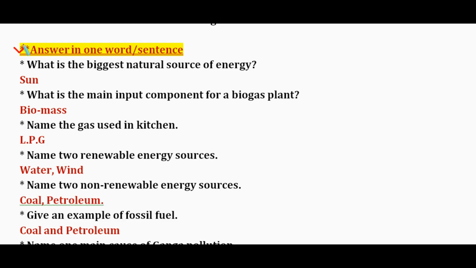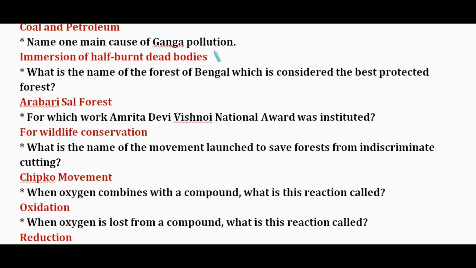Now see the questions, answer in one word or one sentence. What is the biggest natural source of energy? Sun. What is the main input component for biogas plant? Biomass. Name the gas used in kitchen. LPG. Name two renewable energy sources. Water, wind, sun. Name two non-renewable energy sources. Coal, petroleum. Give an example of fossil fuel. Coal, petroleum.